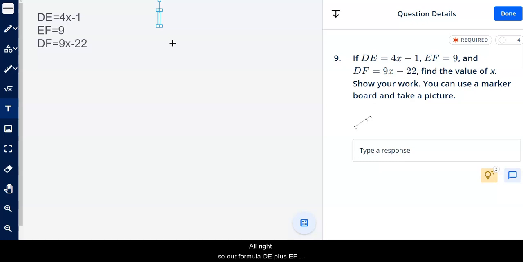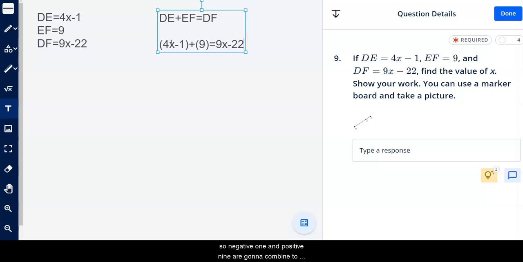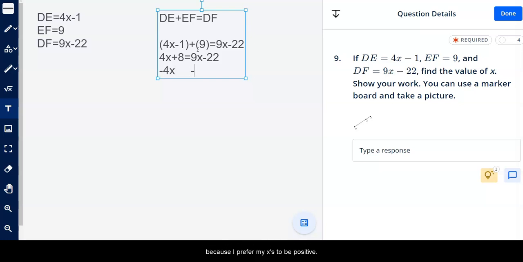All right, so our formula, DE plus EF equals DF. Substitute. And we end up with 4x minus 1 plus 9 is equal to 9x minus 22. Okay, so negative 1 and positive 9 are going to combine to give us positive 8. And then we have 9x minus 22. I'm going to subtract the 4x from both sides. Again, because I prefer my x's to be positive.